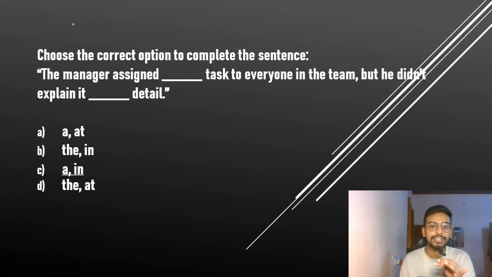The first question we are going to solve: choose the correct option to complete this sentence. This type of question can be asked in the Accenture verbal ability section. The manager assigned task to everyone in the team, but he didn't explain it blank in detail. If you are solving verbal ability questions, I suggest you use the option elimination technique.